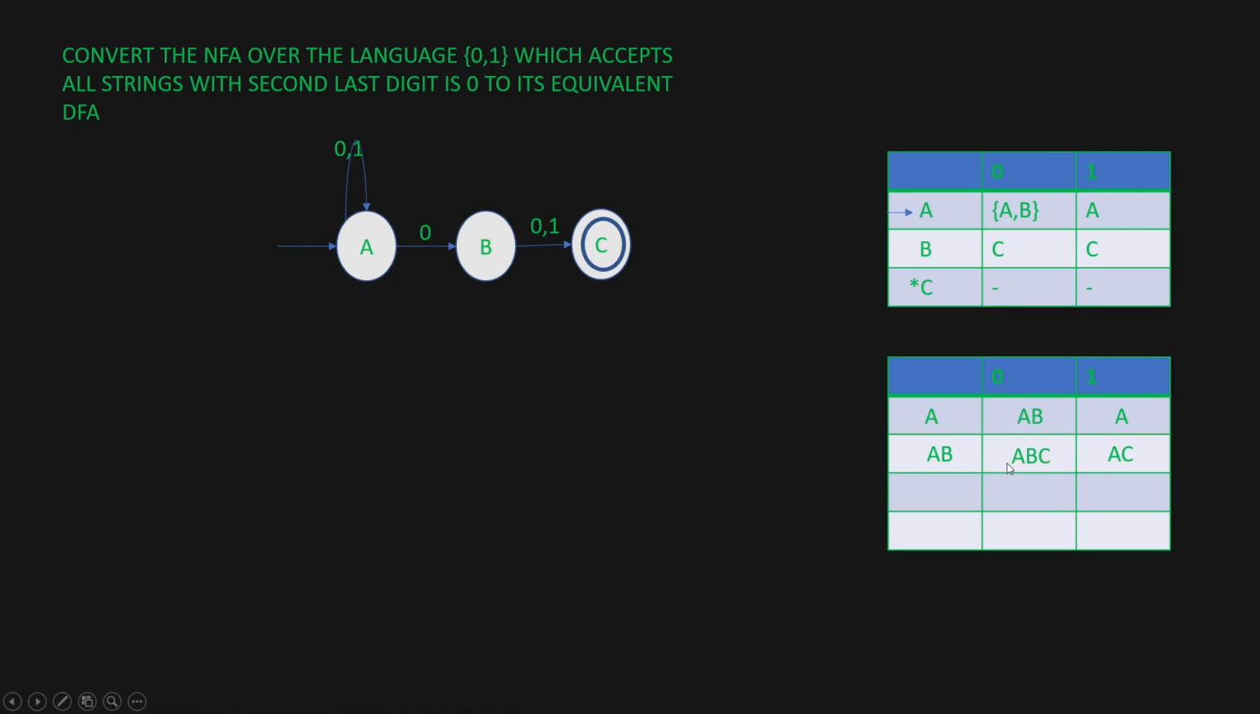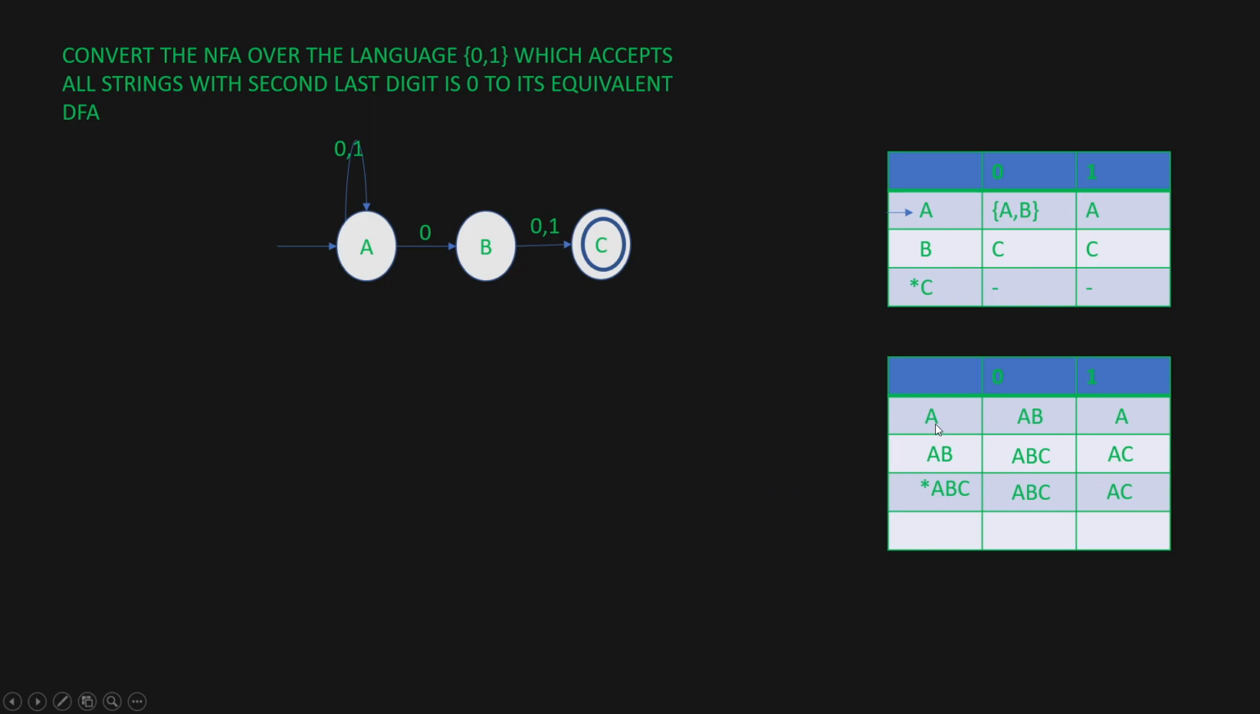Now let's look at the new state ABC. What happens in state ABC? Let's say you are in state ABC and you get input 0. You have to perform union operation of all these three, that is A, B and C, and you get the same state, that is ABC. So you get input 0, you are staying in state ABC, and you get input 1, you have to perform union operation of all this and you get state AC.